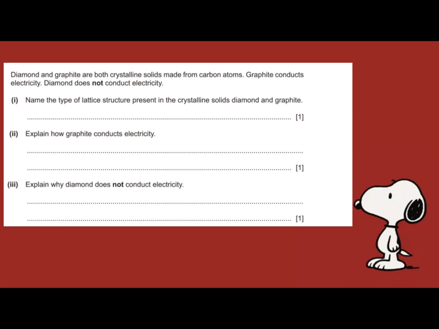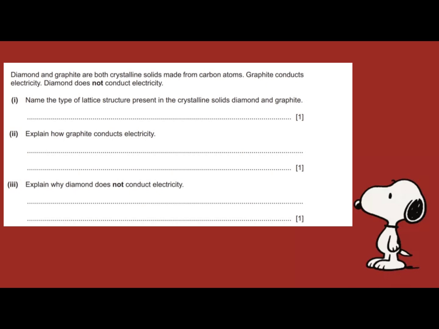Next question. Explain how graphite conducts electricity. So the answer is delocalized electrons, because each carbon atom has 4 outer electrons, and in graphite, each carbon bonds to only 3 other carbon atoms. And these electrons become delocalized, free to move, and moving electrons carry electrical current.